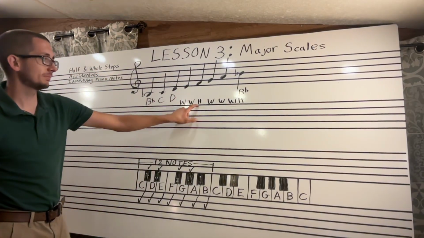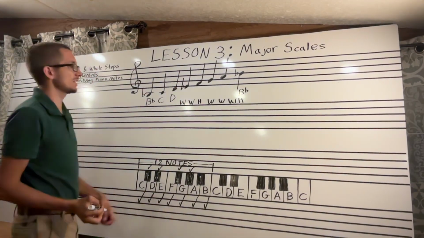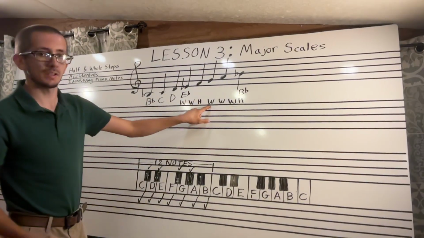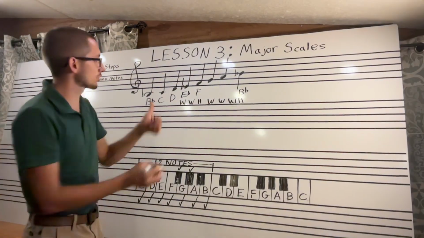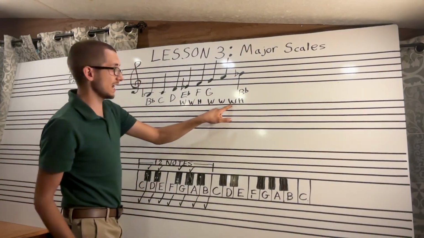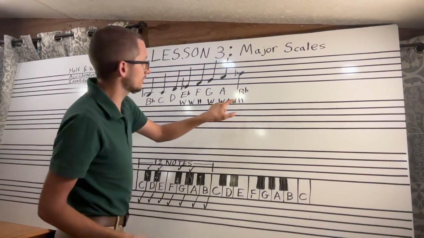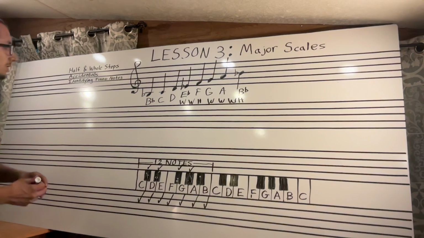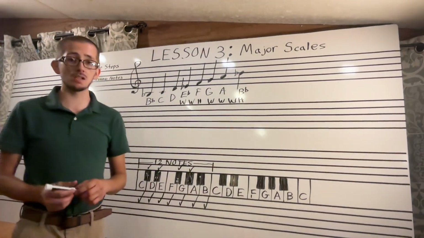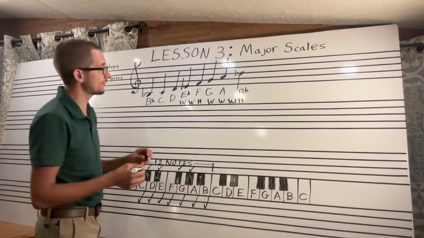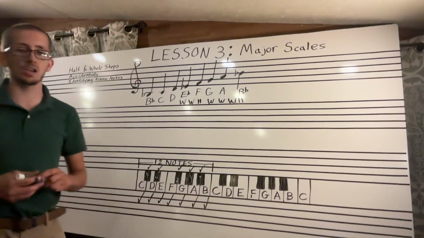D to E, we need a half step, so we need to make that an E flat instead of an E natural. E flat to F, is that a whole step? Yes, it is. F to G, also a whole step. G to A, also a whole step. And then A to B flat, of course, is a half step. So the notes of the B flat major scale are B flat, C, D, E flat, F, G, A, and B flat. And that takes care of all 12 major scales.